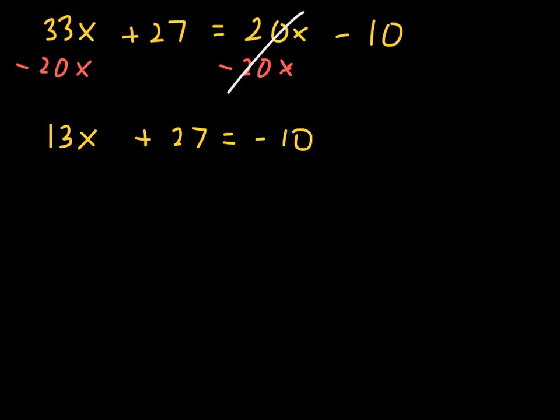Bring down the minus 10. Now, if you're bringing your variables to the left like me, that means your constants have to go to the right. So the opposite of adding 27 is subtracting 27.